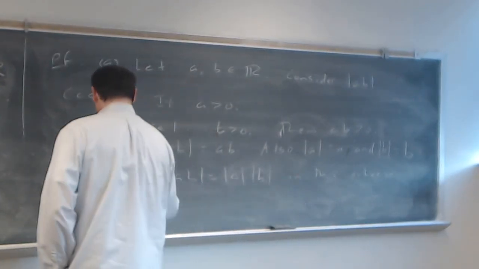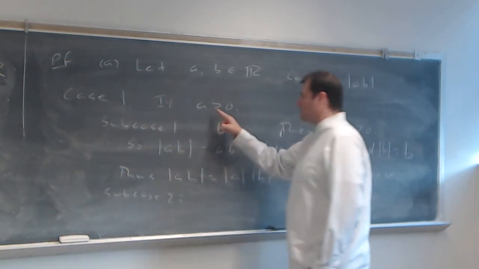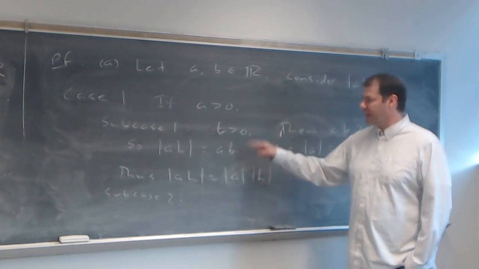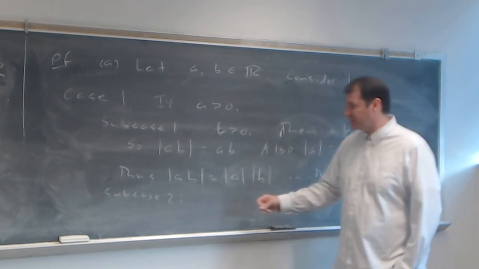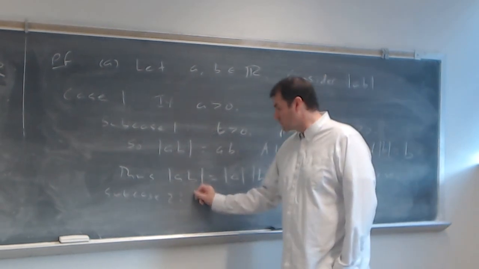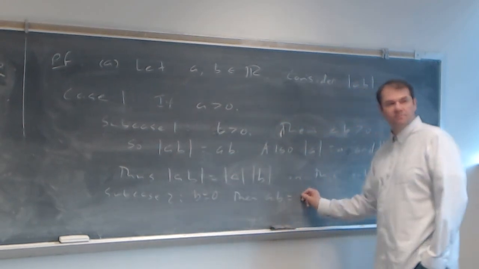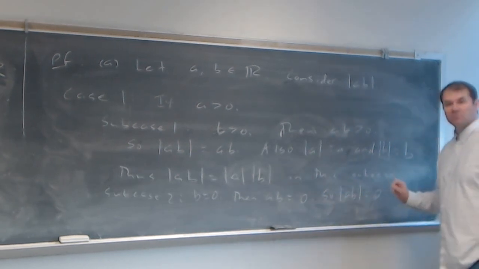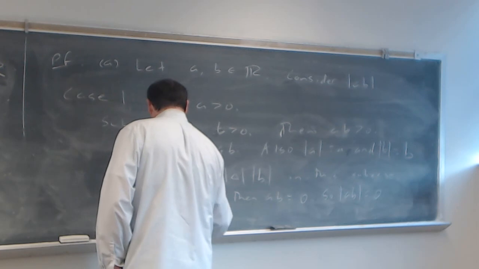Let me do subcase 2. What's subcase 2? Well, I'm having A fixed in this case as greater than 0. So we're really now having subcases based on B. So B could be greater than 0, or B could be equal to 0. Then A times B is equal to 0. So what's the absolute value of A times B? 0.